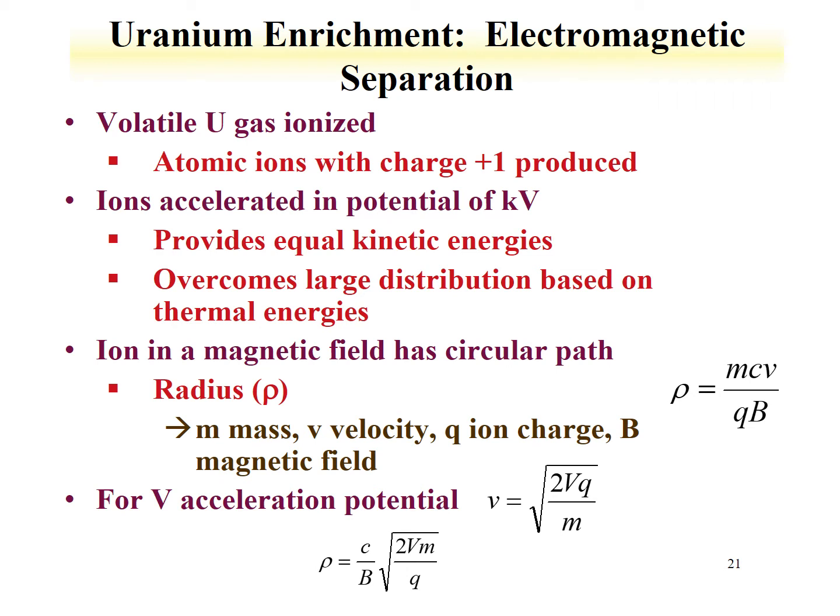The first example of enrichment is a rather straightforward system relying upon electromagnetic separation. Fundamentally, this is what's used in a mass spec. Ions are accelerated in a potential. They have the same kinetic energy. If they have the same energy but their masses are different, their velocities will be different. If these ions are in a magnetic field, they'll have a radius listed here. This radius is a function of mass, velocity, the charge, and the magnetic field. So we can see that the radius is equal to those components shown here.